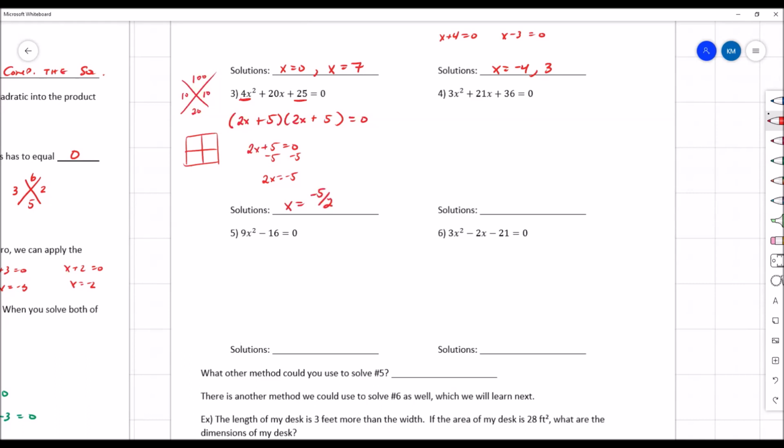Number 4. As we look, we're like, oh no, a is not 1. It's going to be so tough. But before we panic, make sure you check for a GCF. So there is a GCF here. All these are multiples of 3. So we're going to factor that out. 3 times x squared plus 7x plus 12 equals 0.